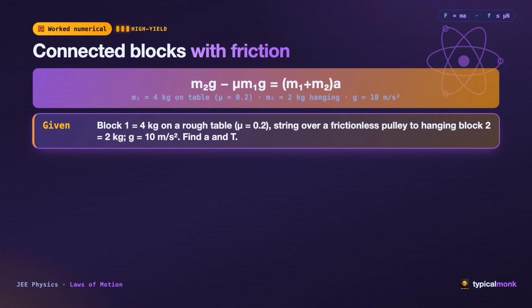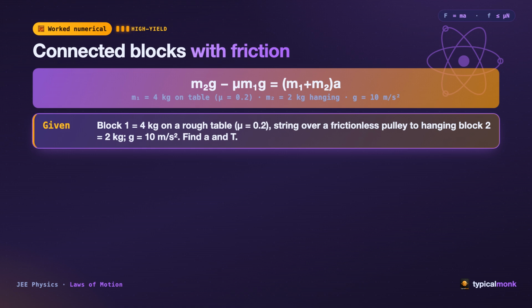Time to solve a full JEE numerical together. Slowly, the monk's way. A block of mass 4 kilograms sits on a rough horizontal table, coefficient of friction 0.2, connected by a string over a frictionless pulley at the table's edge to a hanging block of mass 2 kilograms. Take g as 10 meters per second squared.